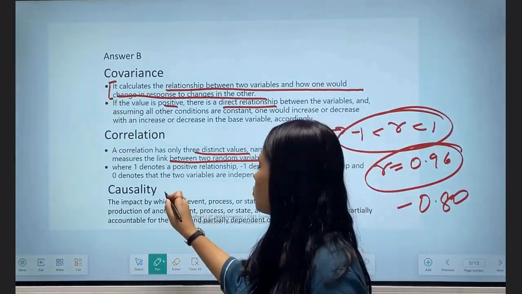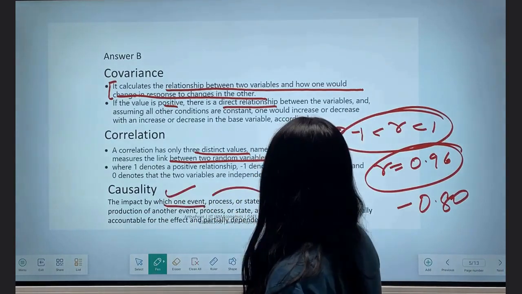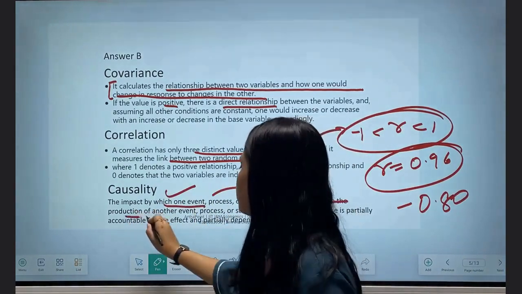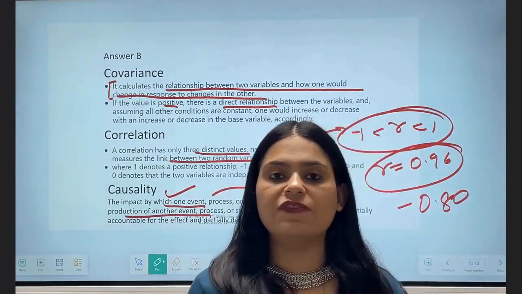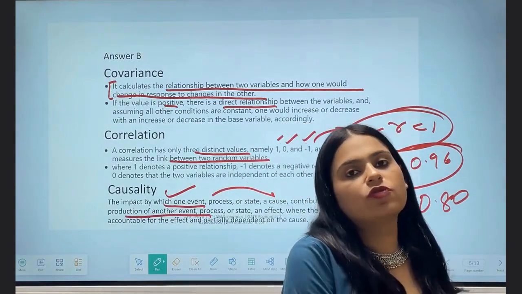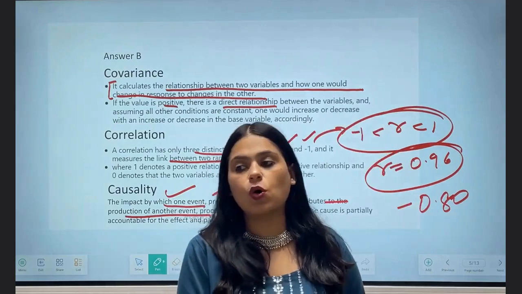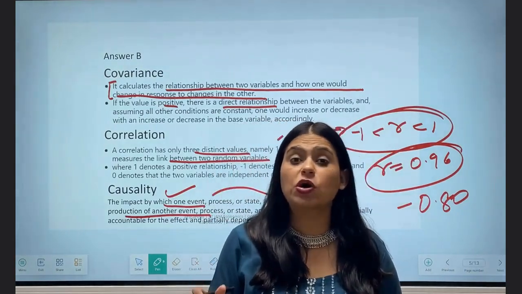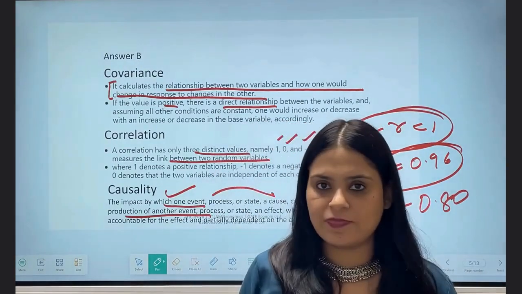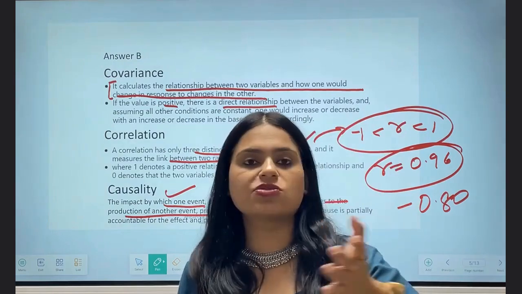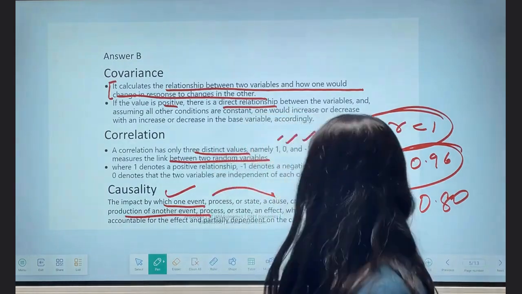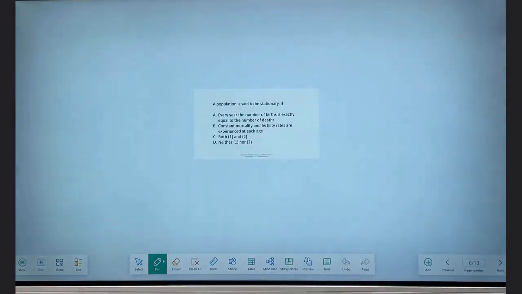The impact, causality, the impact by which one event contributes to the production of the other event. तो causality क्या होता है कि green revolution की वजह से agriculture improve हो गया. Green revolution causes agriculture to improve. So it's a causality relationship. It is not a relationship between two variables. It is where one is causing the other. Right, beta? Okay, come to the next question.